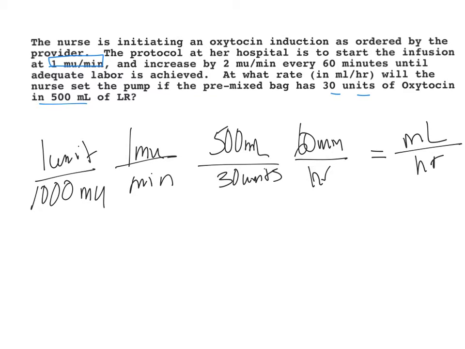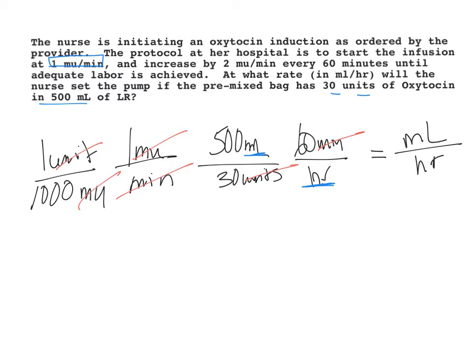Okay, now that we've set it all up, we've got all the important numbers in there. We can start canceling out the things that we really don't need. All right, we don't need units, so get rid of units. We don't need milliunits, so get rid of milliunits. We don't need minutes, so get rid of minutes. And then what we're left with here is mLs per hour, which is what we want. So now all we have to do is multiply across.